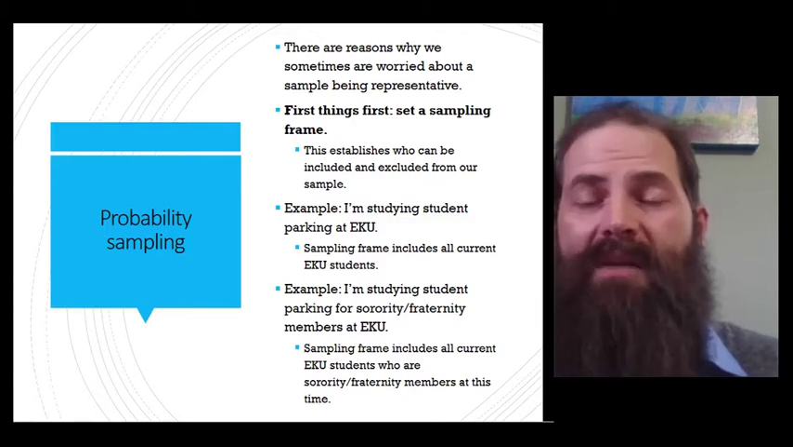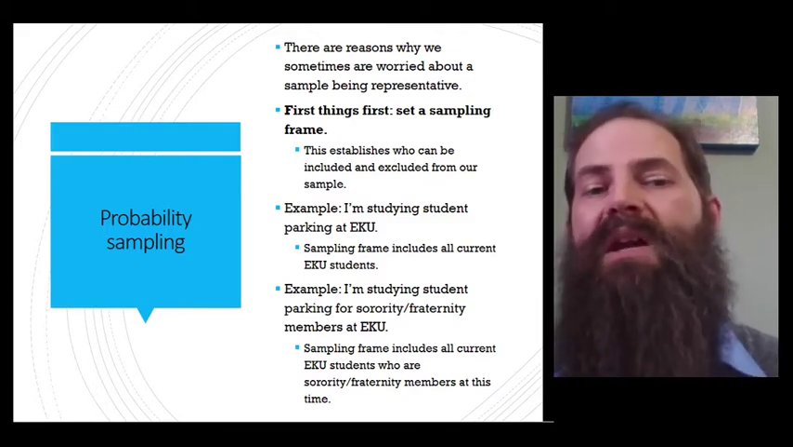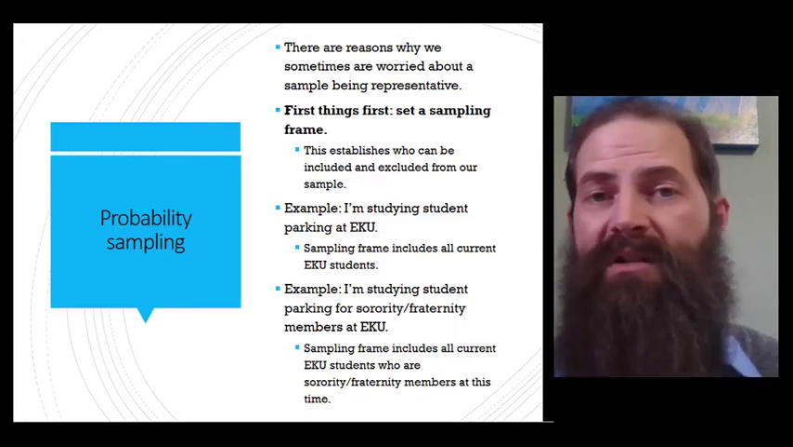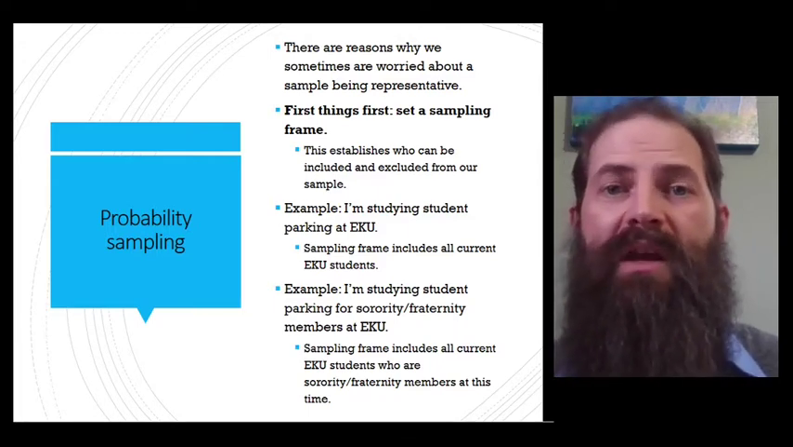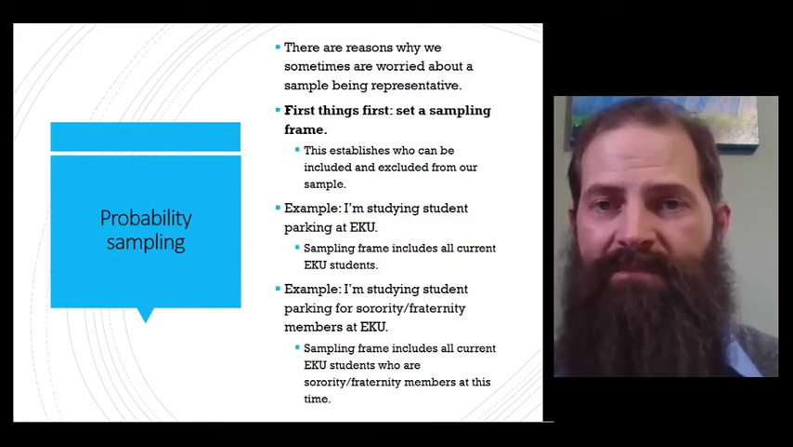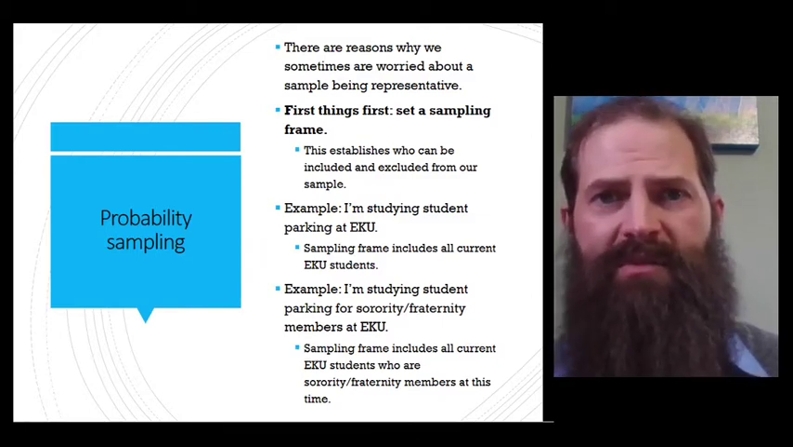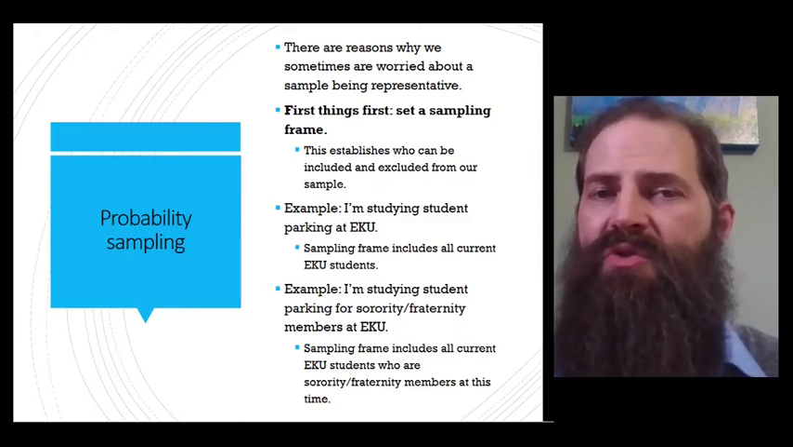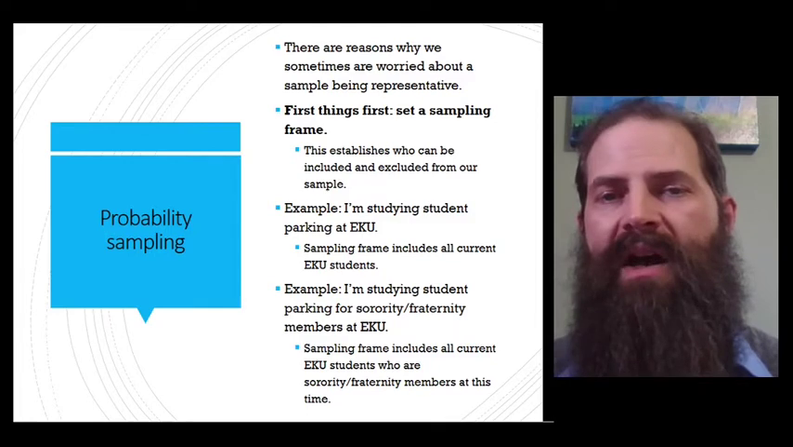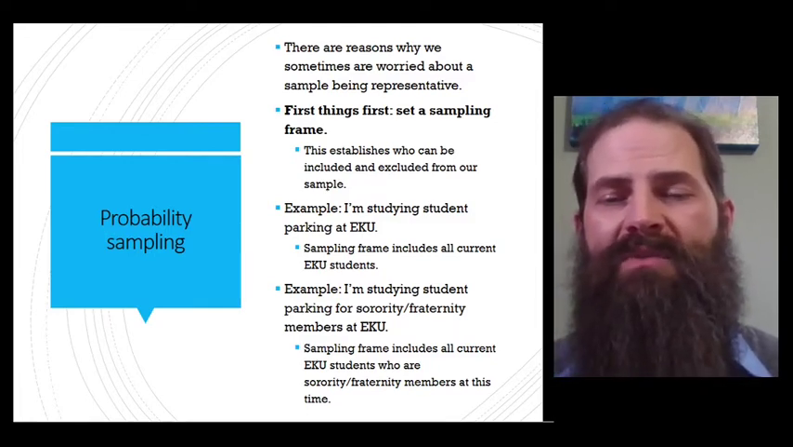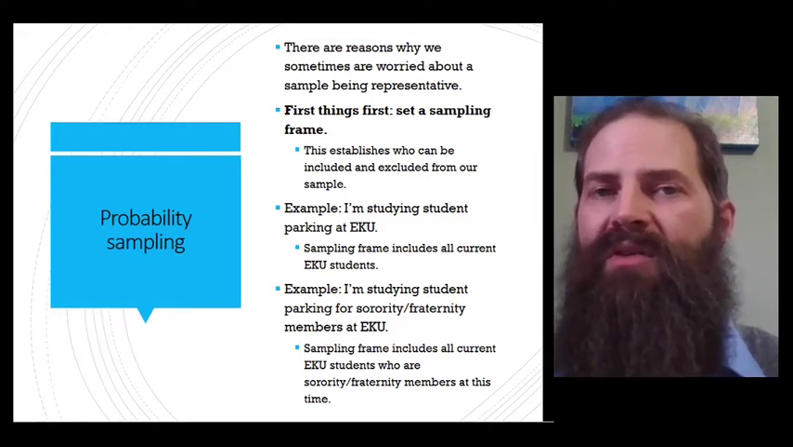And then there are times that we actually know a lot of information about a particular group, or maybe we know how many people altogether are in a particular group, and we have the ability to make sure that we have a very representative sample of them. Now, the first thing that we need to do if we're going to do a probability sample is we need to truly and carefully identify who exactly we're studying. And that step means that we're going to do something called setting a sampling frame.